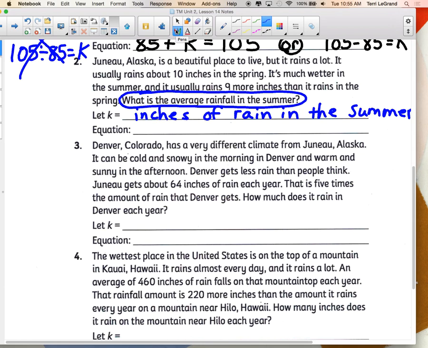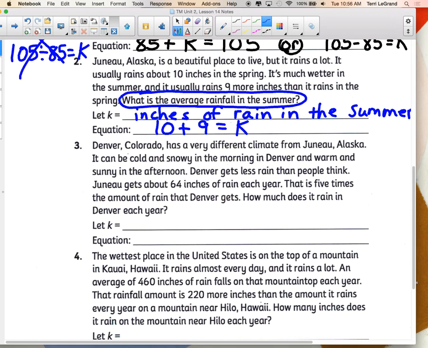10 plus 9 equals K, she says. So, 10 inches of rain in the spring plus the 9 more inches extra that it rains in the summer than it does in the spring, which all together would give us K, the amount of rain in the summer. So let's see, 10 plus 9, what is that?